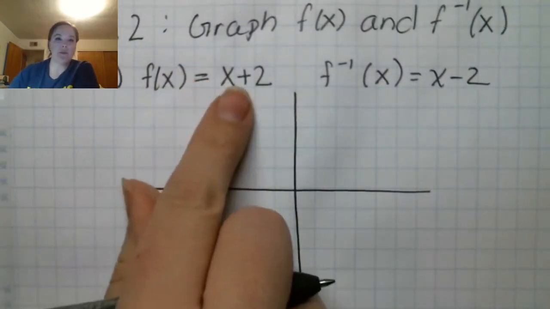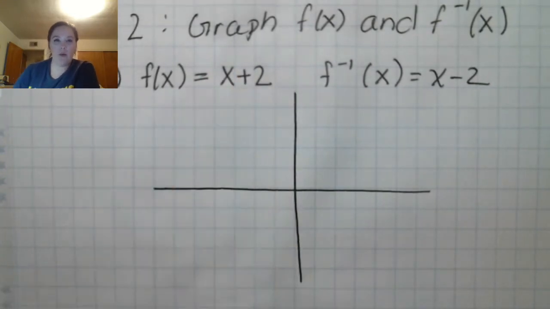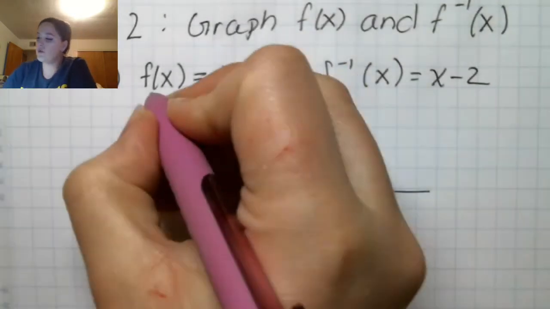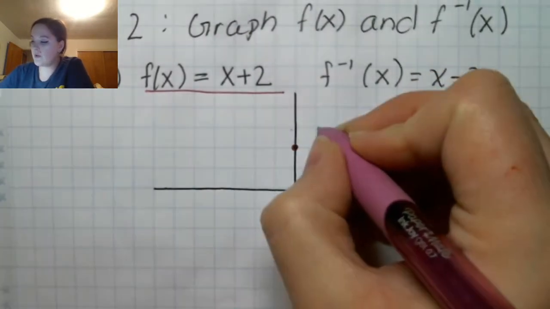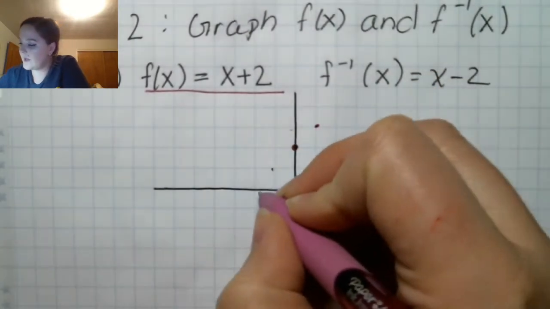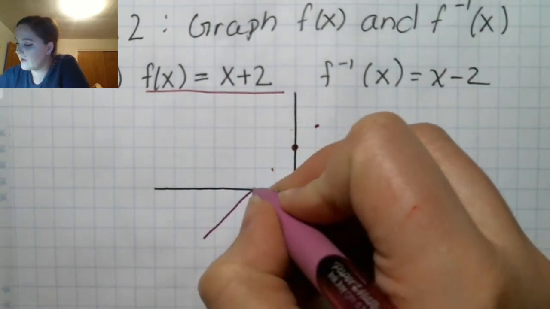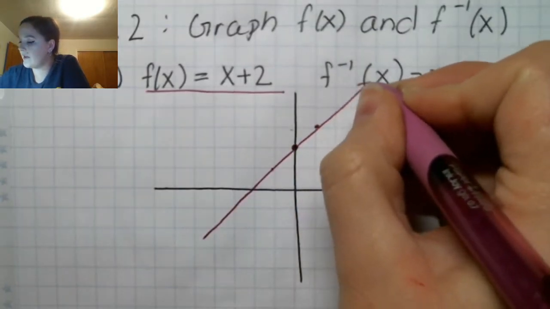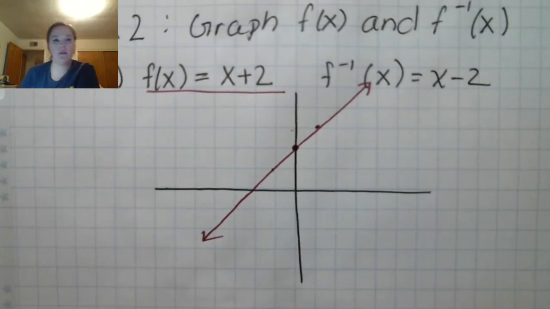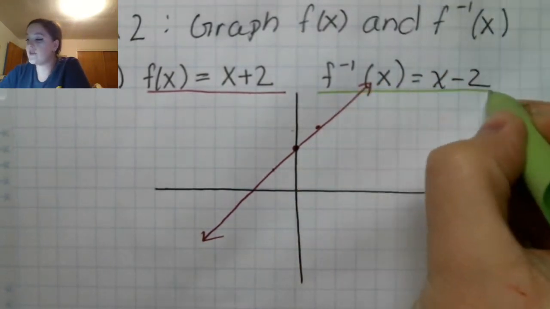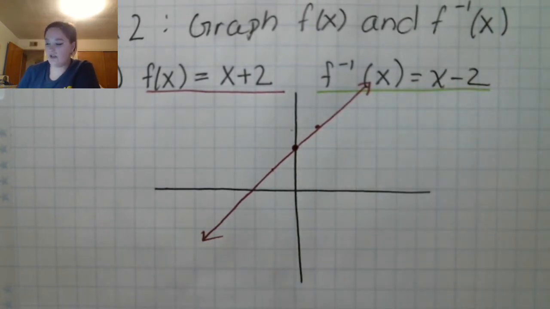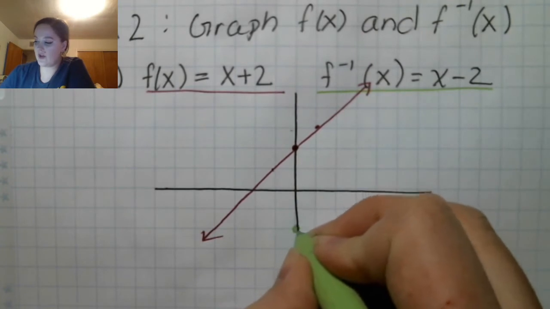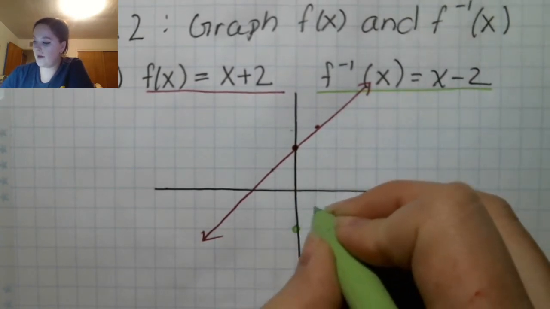So this has a slope of 1 and a y-intercept of 2. I'm going to mark this at 2. Then my slope goes up 1 and over 1. I'm going to graph my function here, and then I'm going to graph my inverse function. So my slope is 1 and my y-intercept is -2. I'm going to start at -2, go up 1 and over 1.